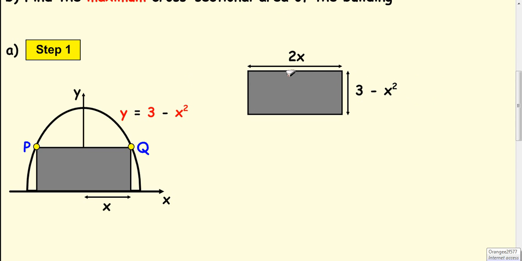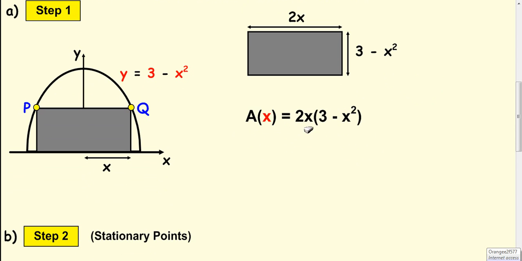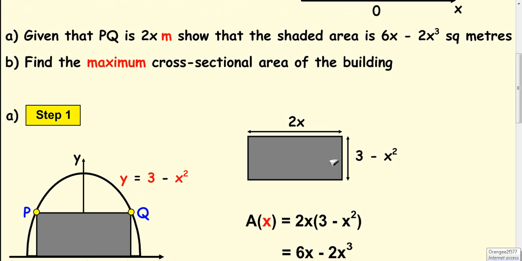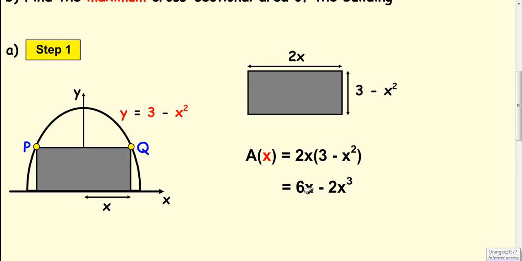Now for the area of this, I multiply length by breadth. So 2x times 3 minus x squared. 2x times 3 is 6x, and 2x times x squared is 2x cubed. Looking at the question again, we were to show that the shaded area was 6x minus 2x cubed. We've done that here.